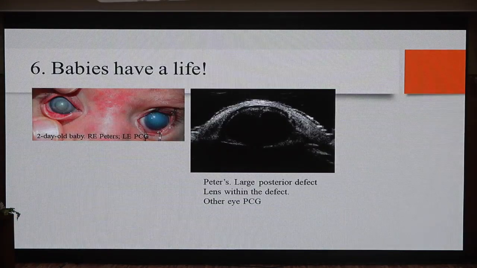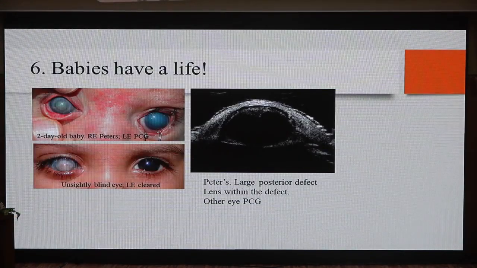Sturge-Weber, I'll stop. All right, babies have a life. So what do you think this is? Though there is a caption, what do you think this is? This is the entire lens which is into the defect of a Peters anomaly, right? This is the lens behind the cornea. You think this eye is ever going to see anything? This eye is never going to see. You bring the pressure down, it scars, there's no vision, it's an unsightly blind eye.